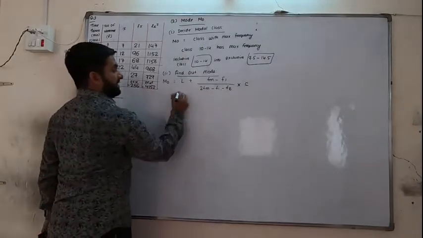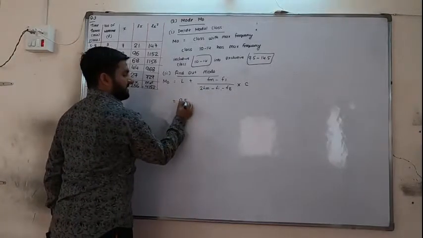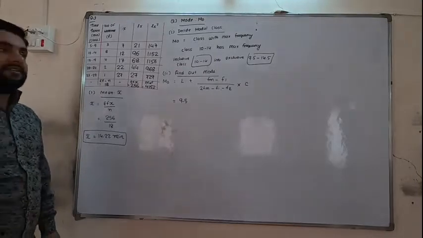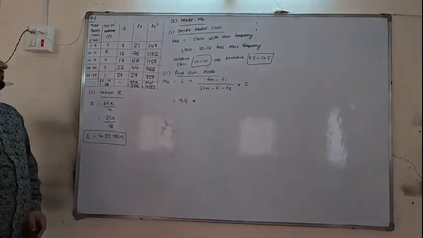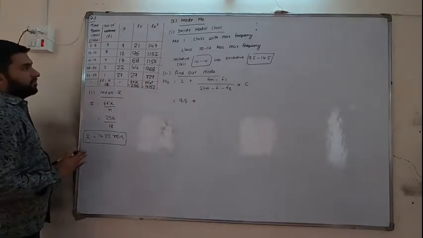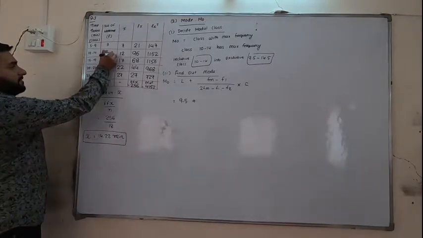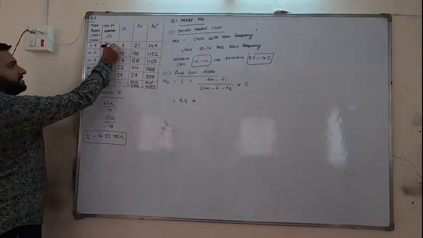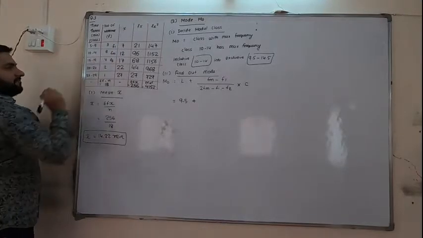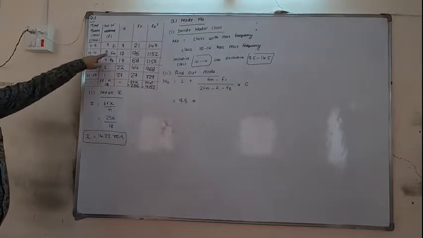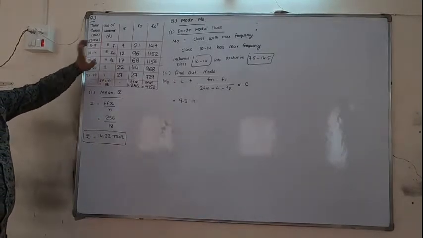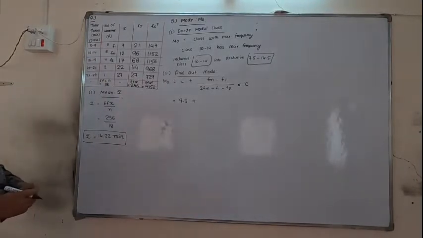Lower boundary point L is not 10 but 9.5, as the classes are inclusive. Fm means frequency of modal class. So if you don't know, we will write here: this is Fm, this is F1 and this is F2, because the class decided is 10 to 14. Now its frequency is Fm, previous class frequency is F1 and next class frequency is F2.